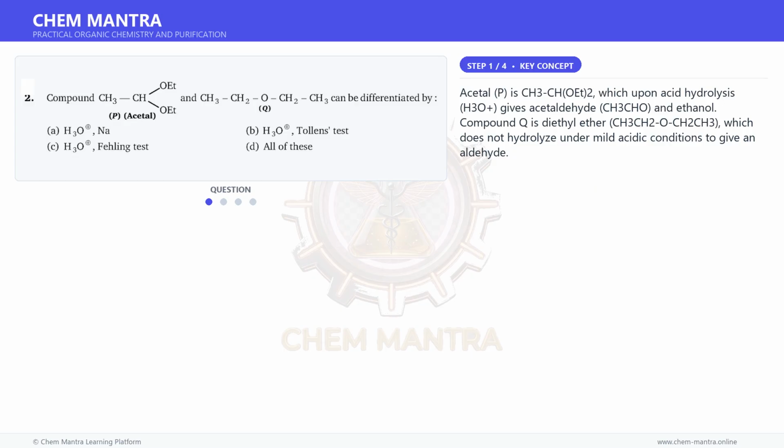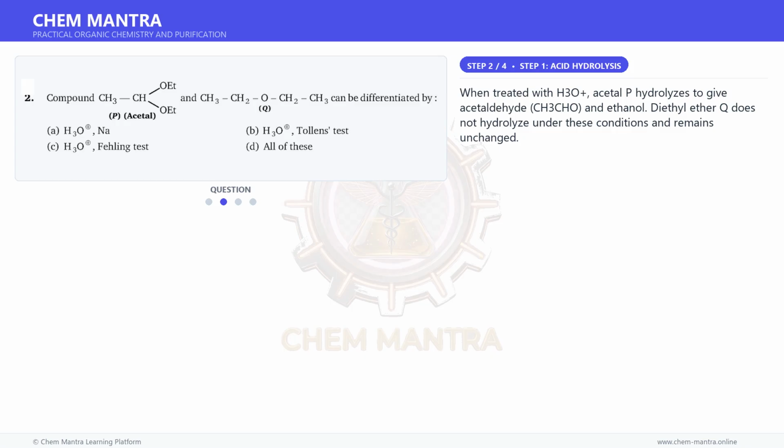Acetal P is CH3-CH(OEt)2, which upon acid hydrolysis, H3O+, gives acetaldehyde, CH3-CHO, and ethanol. Compound Q is diethyl ether, CH3-CH2-O-CH2-CH3, which does not hydrolyze under mild acidic conditions to give an aldehyde.